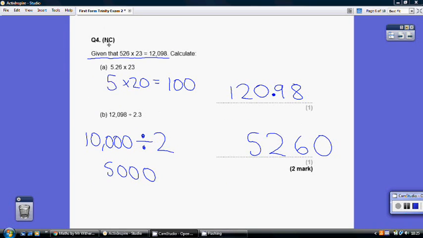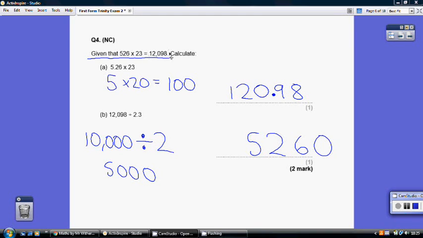Question 4, so another non-calculator question. We're given a fact, and then bearing this fact in mind, we need to try and work out what this answer is. What you'll see is that the digits involved are the same. We've got the 526 here, the 526 here, and the 23 here and the 23 here. At the end of the day, we're timesing this by this, this by this, so we know our final answer is going to have the digits 12098 in that order. It's just a question of where we put the decimal point.